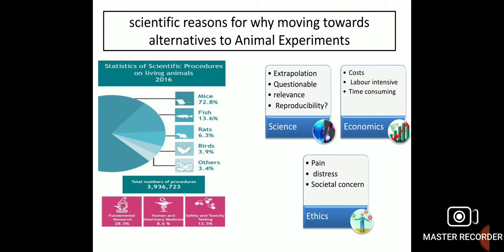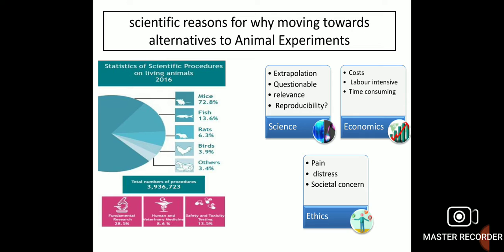Second reason is economics, because these animal procedures are very costly, labor intensive and time consuming. So it is also important to know the economic aspect of using animals. Third one is ethical concerns, because animals are exposed to different pain inducers, or some drugs or toxicants cause various distress, and there is societal concern, meaning people are also aware of not using animals.